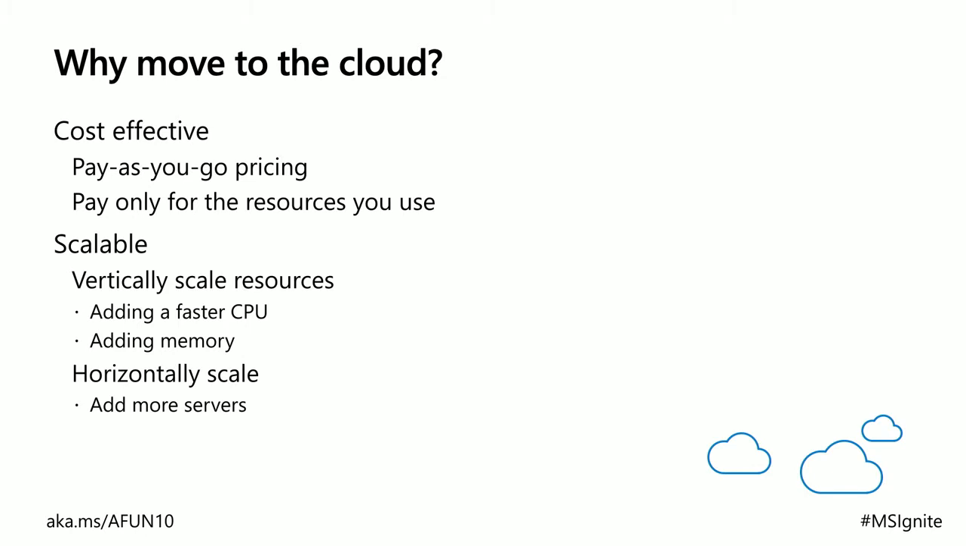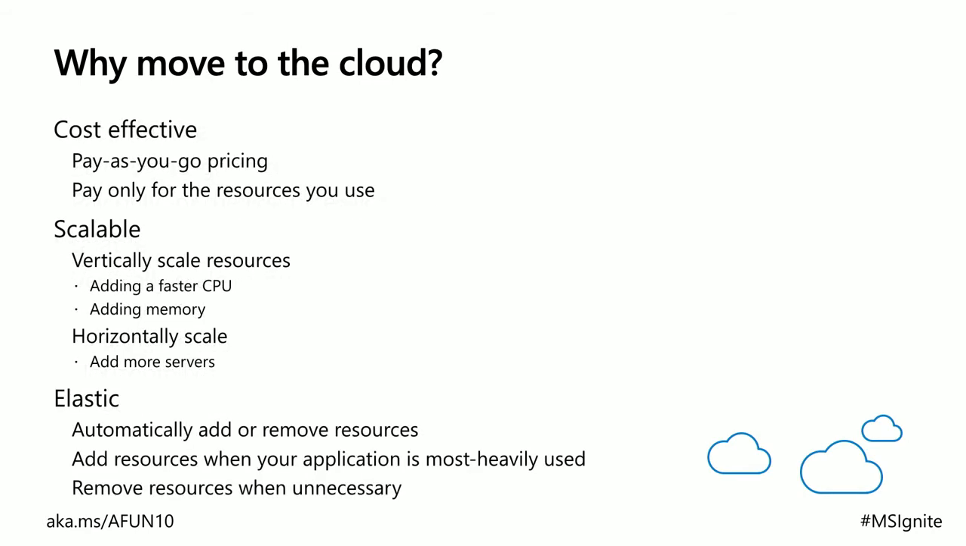You can add more resources if you need to, like a faster CPU. You can also add multiple CPUs, multiple machines, if more people are coming to visit your website, or more people are using your application. You can add more resources, and you can also add things like faster processors and more memory. The big thing here, too, is that it's elastic. So not only can you scale up and out, but if you need to contract those resources later on, you can do that, too.